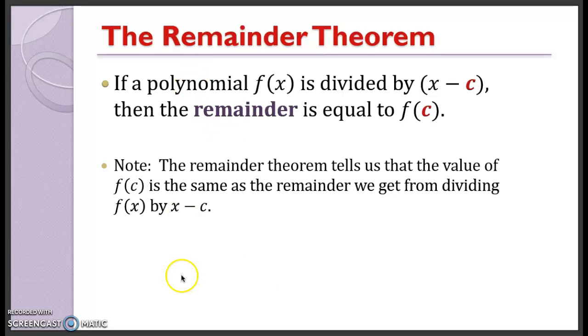The remainder theorem states that if you take the polynomial f of x and divide by x minus c, then the remainder of that division is equal to f of c. Or, you can restate that as the remainder theorem tells us that the value of f of c is the same as the remainder we get from dividing f of x by x minus c.